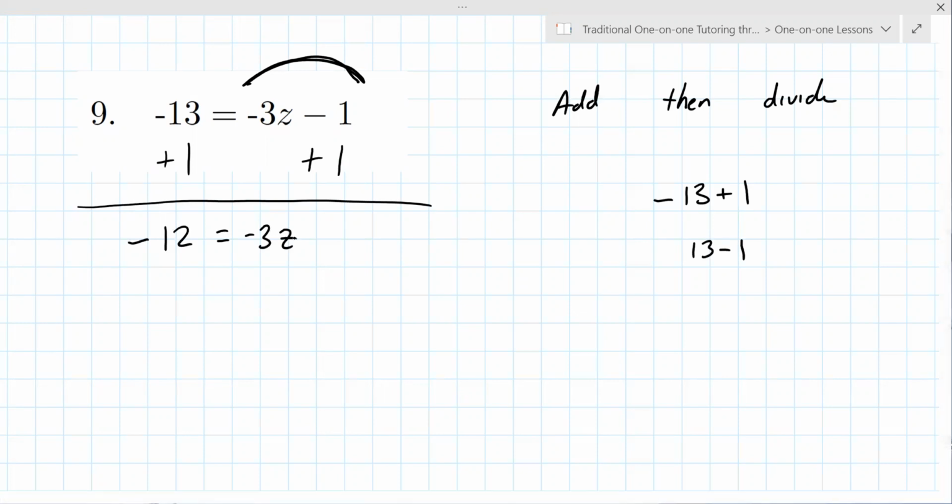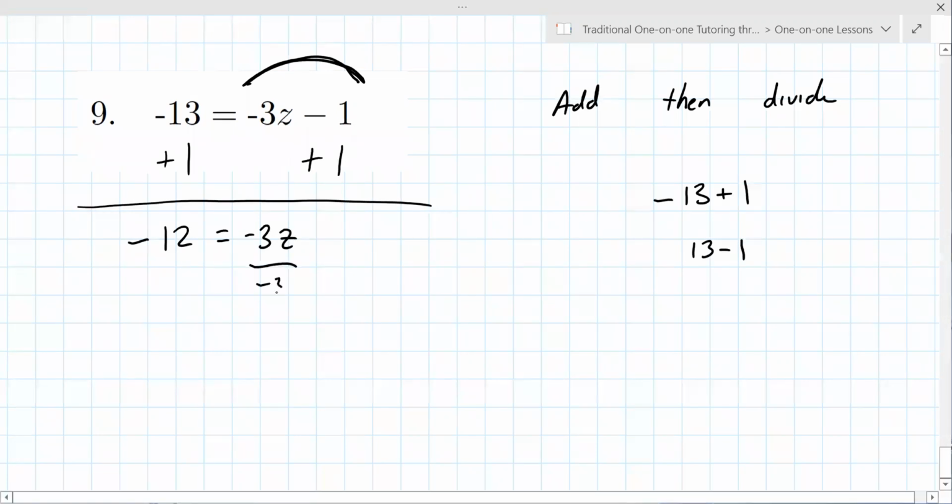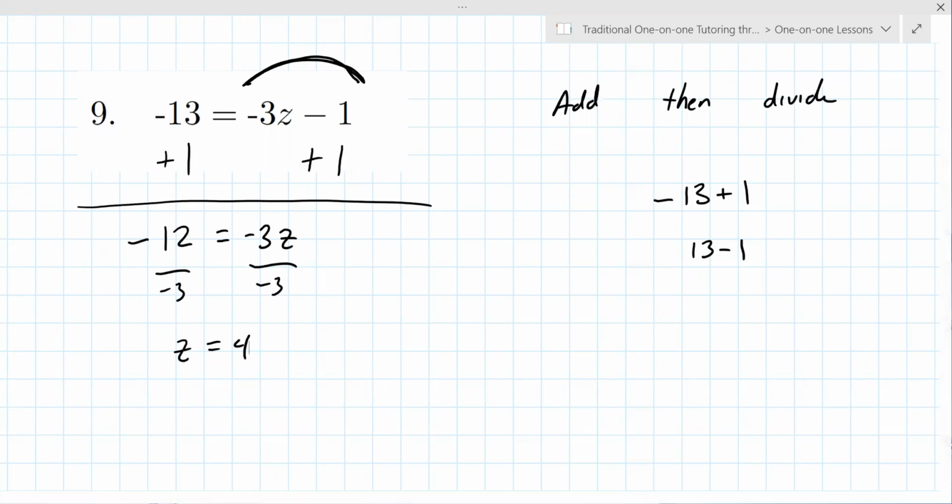So these are all designed to work out nicely. Yeah, so when you divide by -3, z equals 4. They're all designed to work out nicely because as someone who's learning this the first time, I don't want you to feel like there's a bunch of exceptions. So that's okay. So let's have you try another one here.